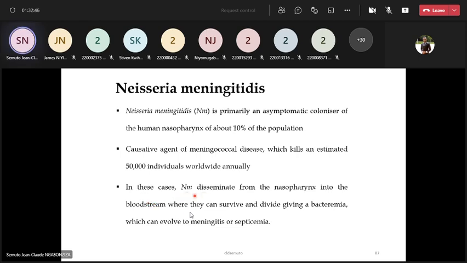In this case, Neisseria meningitidis disseminates from the nasopharynx into the bloodstream, where it can survive and divide, causing bacteremia which can involve meningitis, which is the most common, and septicemia. And these are the two important conditions associated with Neisseria meningitidis, meningitis and septicemia.